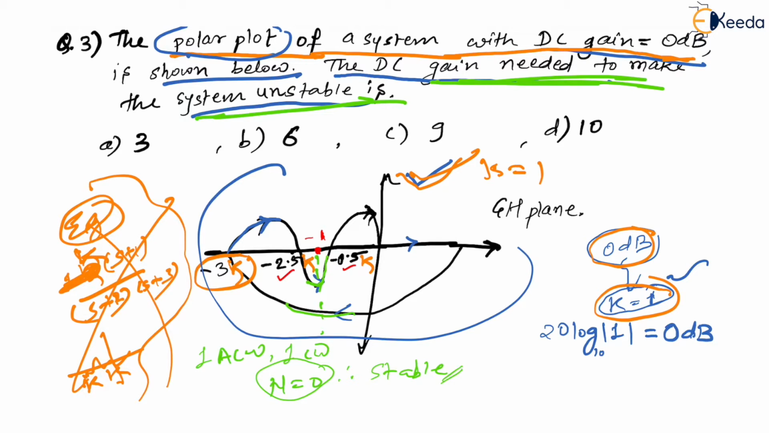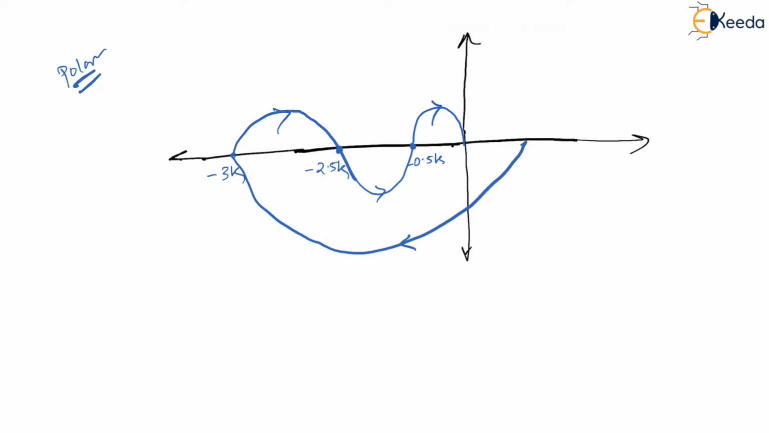Now if you check when k equal to 1, which means gain is 0 dB, the system is stable. Now I am interested in the value of k for which the system will be unstable, that is the question, right? So let us check that. For that, what am I supposed to have? Am I supposed to have only this plot? No, I am supposed to have the Nyquist plot as well, because the Nyquist plot tells you the stability.